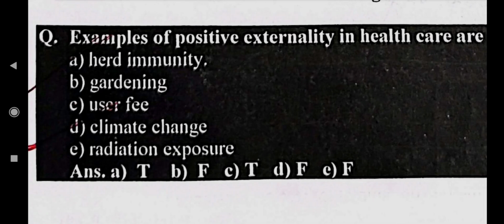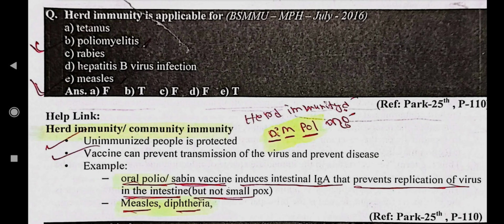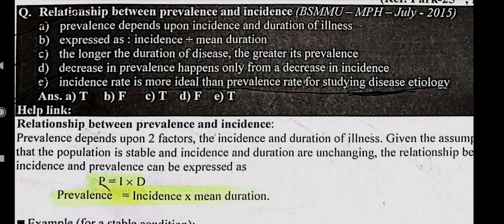Examples of positive externality in healthcare are. True answer: herd immunity, user fee. False answer: gardening, climate change, radiation exposure. Herd immunity is applicable for. True answer: poliomyelitis, measles. False answer: tetanus, rabies, hepatitis B virus infection. Herd immunity or community immunity: oral polio or Sabin vaccine, measles, diphtheria.